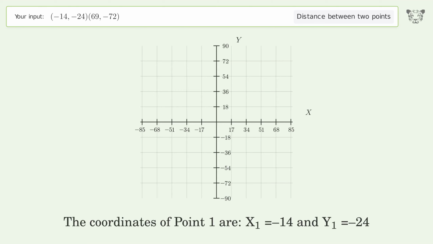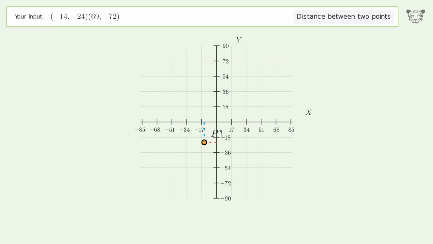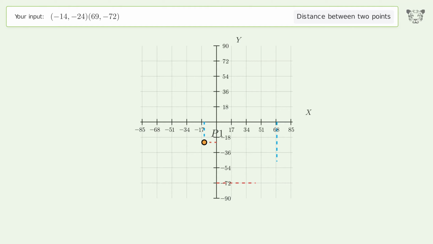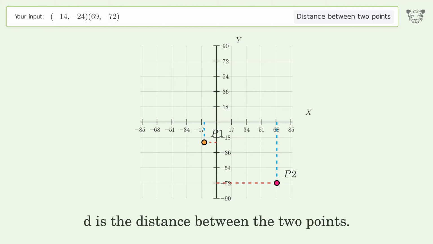The coordinates of point 1 are, x1 equals -14 and y1 equals -24. The coordinates of point 2 are, x2 equals 69 and y2 equals -72. D is the distance between the 2 points.